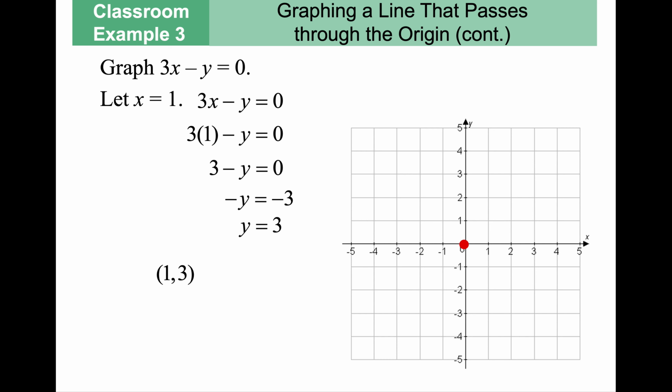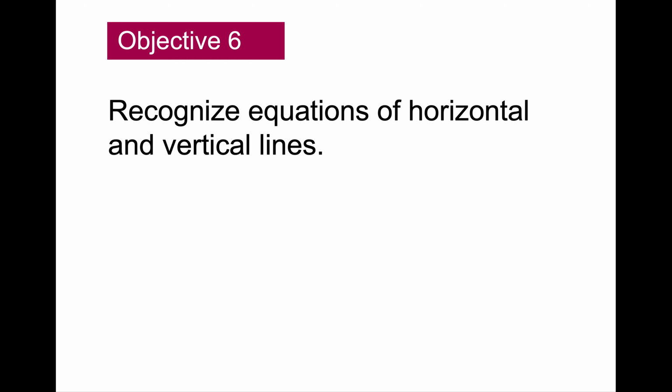So I'm going to go to (0, 0), which is my intercept. I'm going to go to (1, 3), and it's going to automatically draw the line through. So the only time you would pick any other number to plug in for x would be if your x-intercept and your y-intercept happens at the origin.